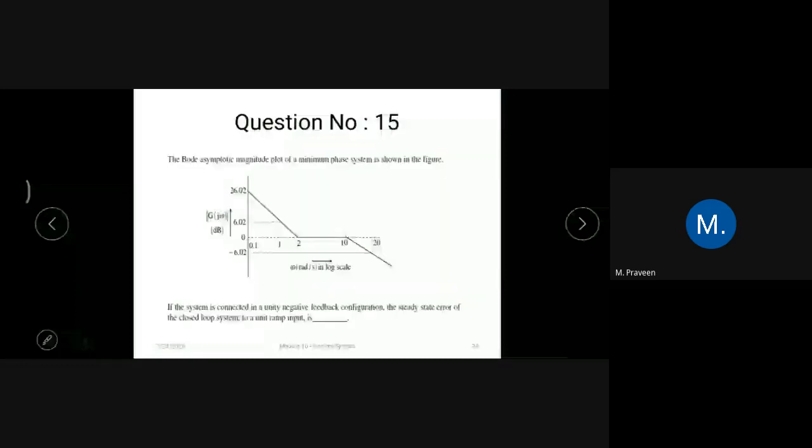Another interesting one. Maybe in the next class I will completely focus on Bode plot. Now I have simply given some clues, and based on these clues I'm going to start the next session. They mentioned some Bode plot here.